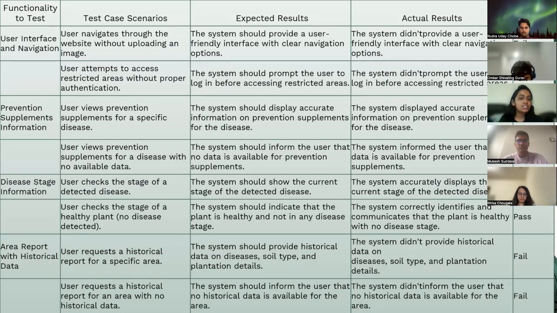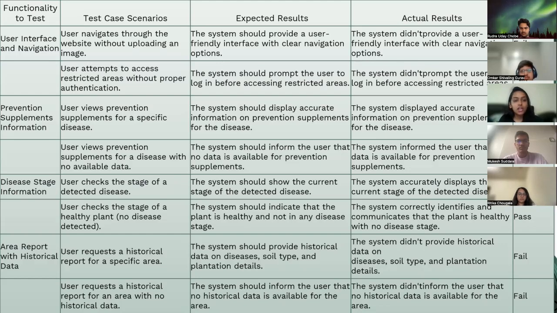And another functionality is disease stage information. Here, when the user wants to check the stage of a detected disease, or if the plant is completely healthy, so it doesn't have any disease, then it should inform regarding the same. And if there is a disease, then it should display the correct information and the correct stage of the disease. This feature is also completed successfully.